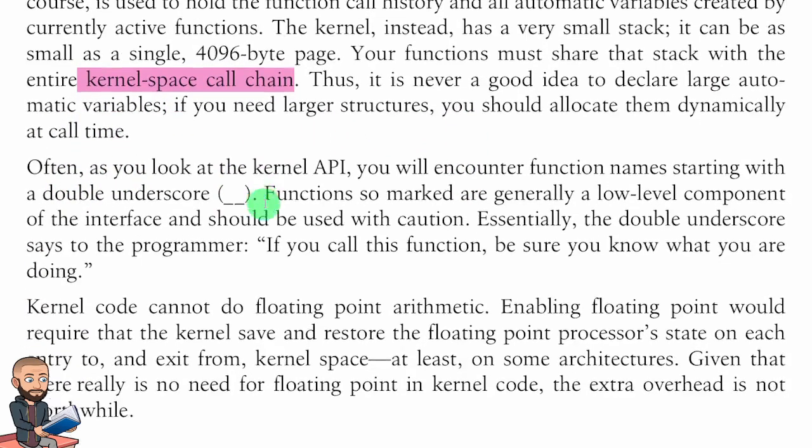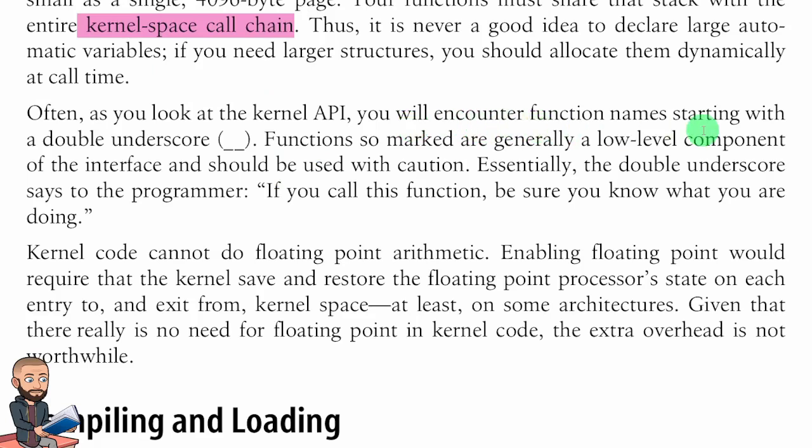Often, as you look at the kernel API, you'll encounter function names starting with a double underscore. Functions so marked are generally a low-level component of the interface and should be used with caution. Essentially, the double underscore says to the programmer, if you call this function, be sure you know what you're doing.